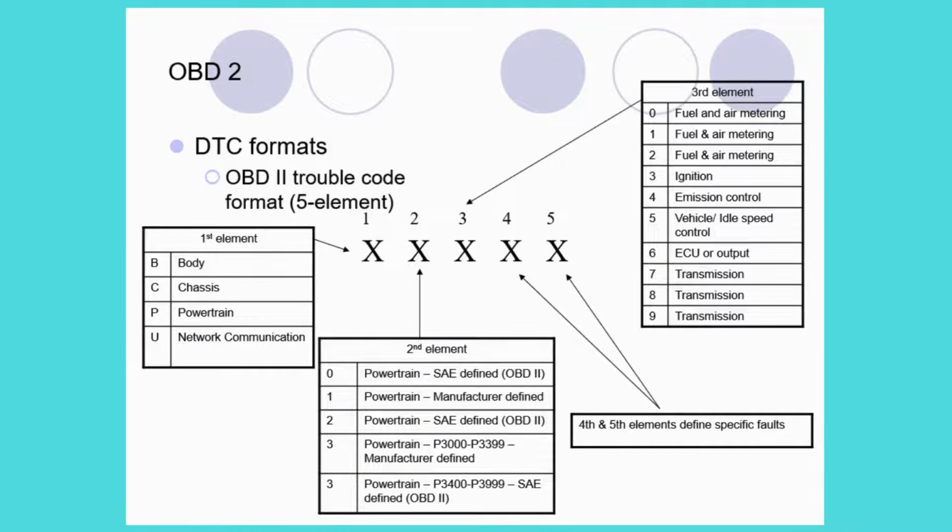The OBD2 diagnostic trouble code consists of 5 elements. The first element is a B, a C, a P, or a U. B for body, C for chassis, P for powertrain, and U for network communication. The second element defines whether it is an SAE-defined or manufacturer-defined trouble code. The third element defines the system in the vehicle, and the fourth and fifth elements are the specific faults.